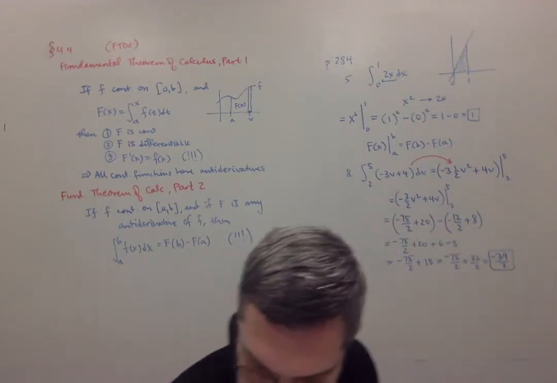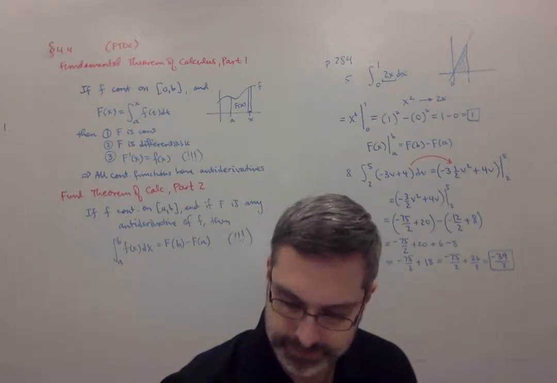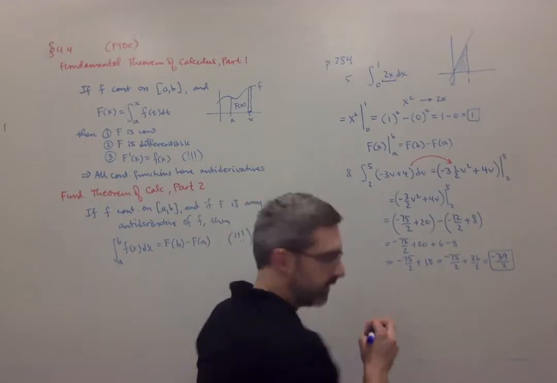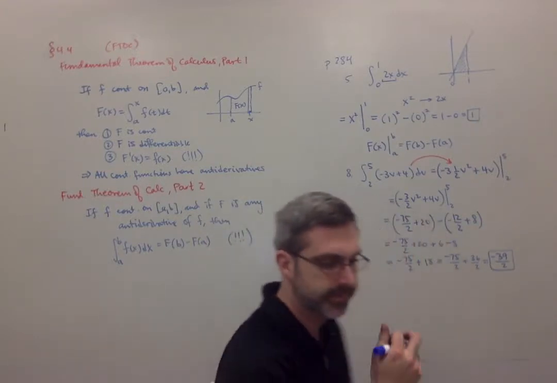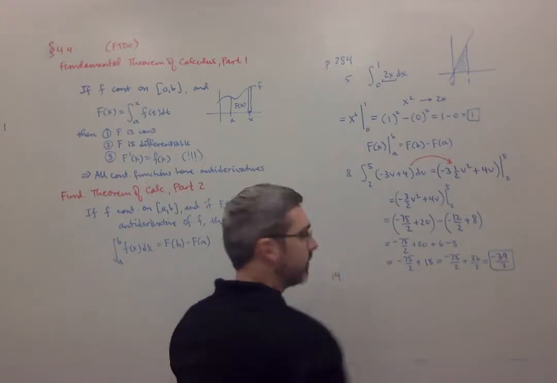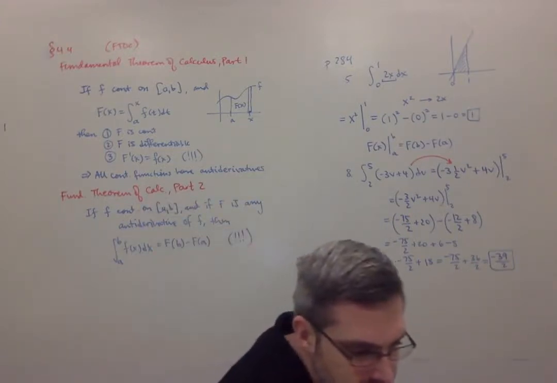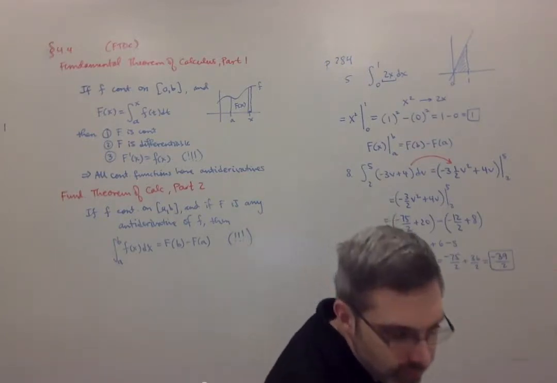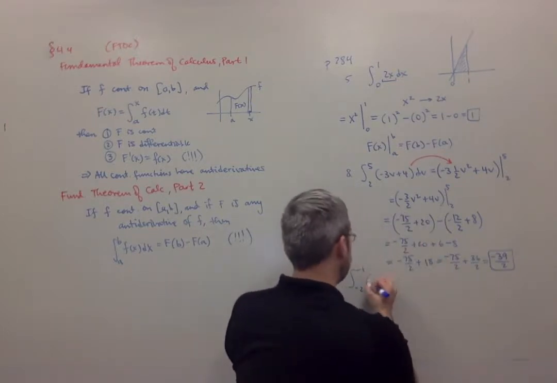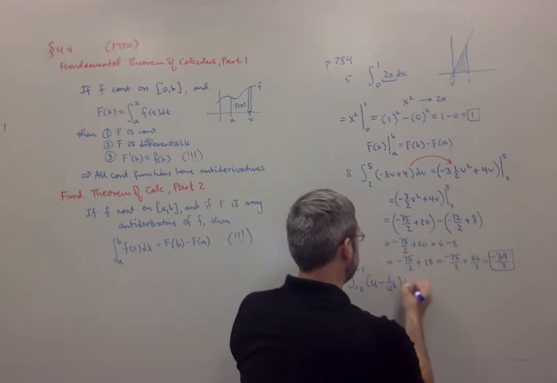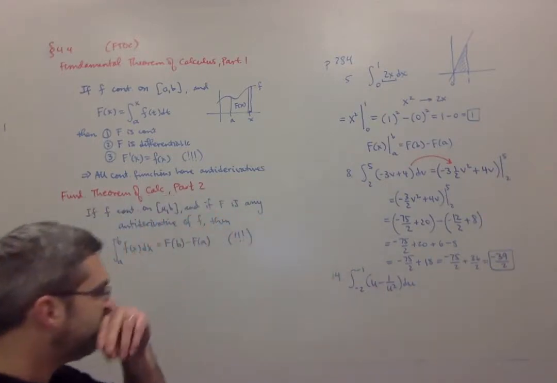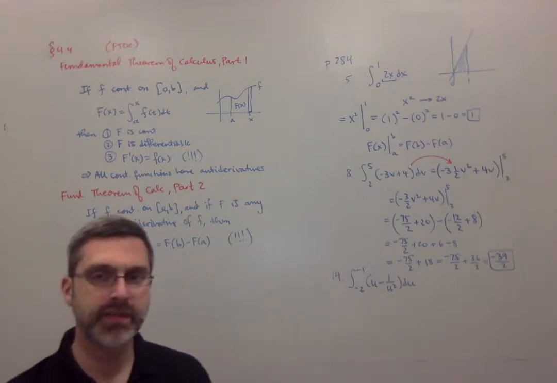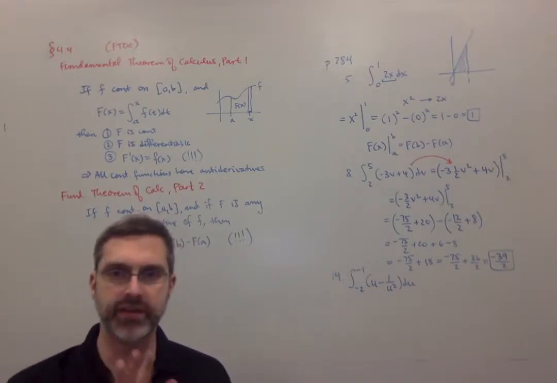Let's look at one more example, and then I'll say a couple more things here. All right, let's look at number 14. I want the area from negative 2 to negative 1 under the function u minus 1 over u squared du. One thing that happens in a lot of these problems is that you start to get negatives flying around, so please be very careful of your parentheses.